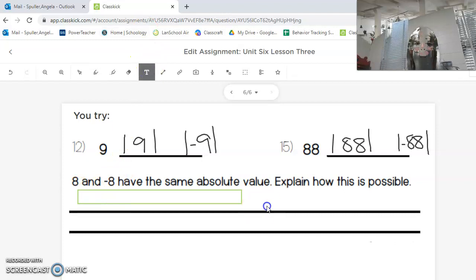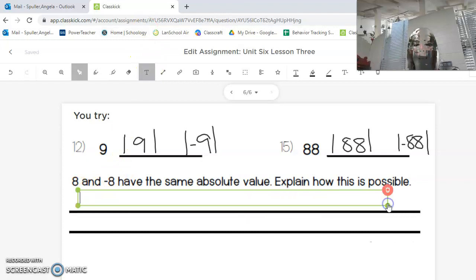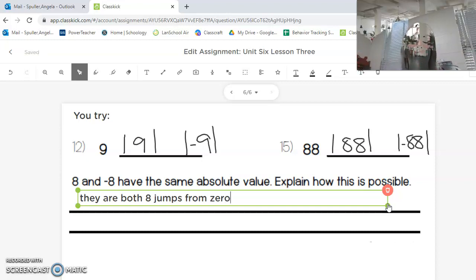All right. They have the exact same absolute value because they are both 8 jumps from 0. It's just that simple. Now, remember, absolute values are always positive.